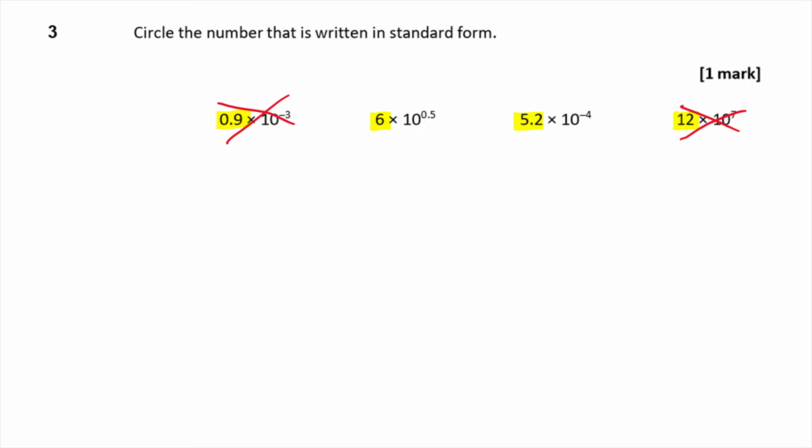Okay, as well as the mantissa part, you have the exponent part, which is a power of 10. So I've got 10 to the 0.5 and 10 to the minus 4 here. Now the exponent, the power, needs to be a whole number for a number in standard form, so it is not that one. That leaves us with this one here, which is the number in standard form.